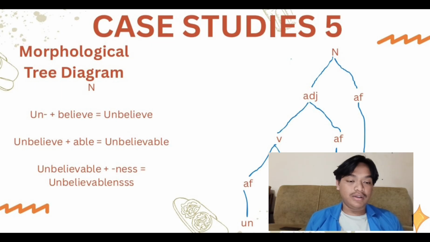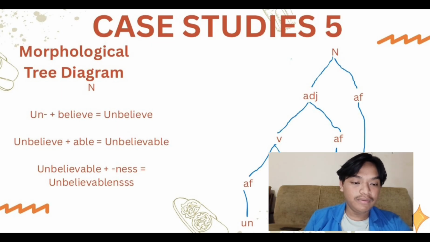Okay, the first step is identifying the morphemes: un, believe, able, and ness. Each morpheme has its own role. Believe is the root or base word, which is a verb. Able is a suffix that turns the verb into an adjective, meaning able to believe. Un is a prefix that adds negation, so unbelievable means not able to believe. And finally, ness is another suffix that changes the adjective into a noun referring to a state or quality.